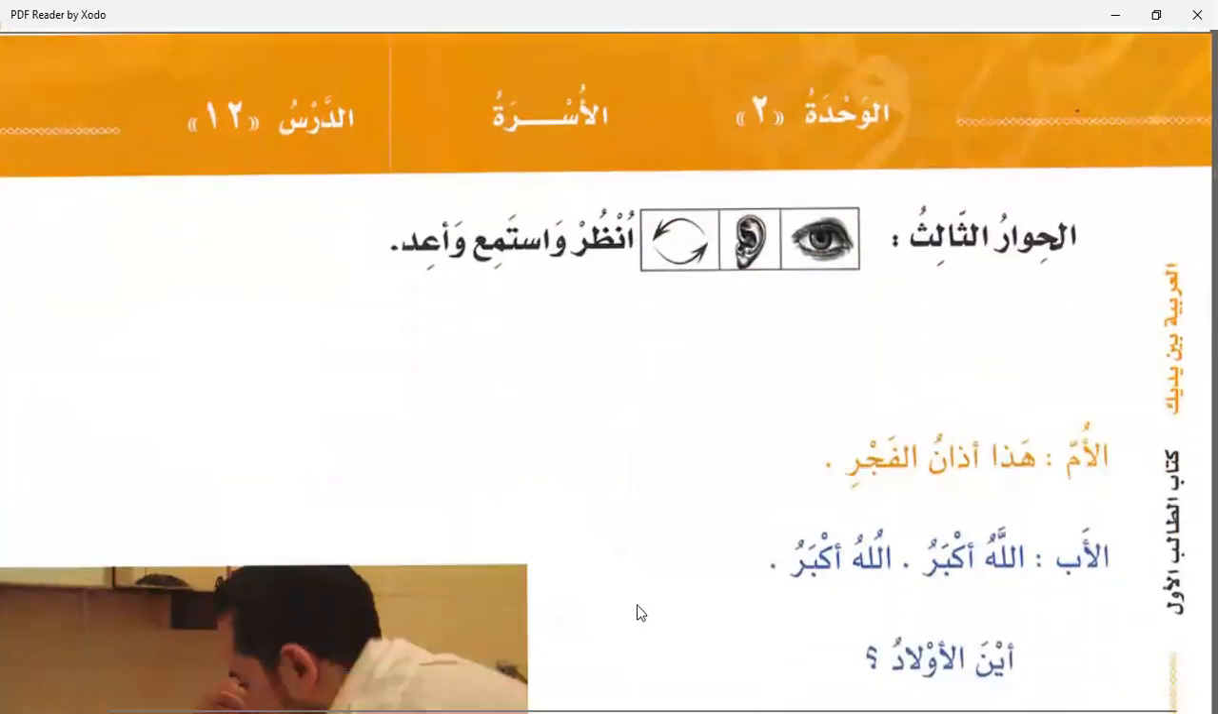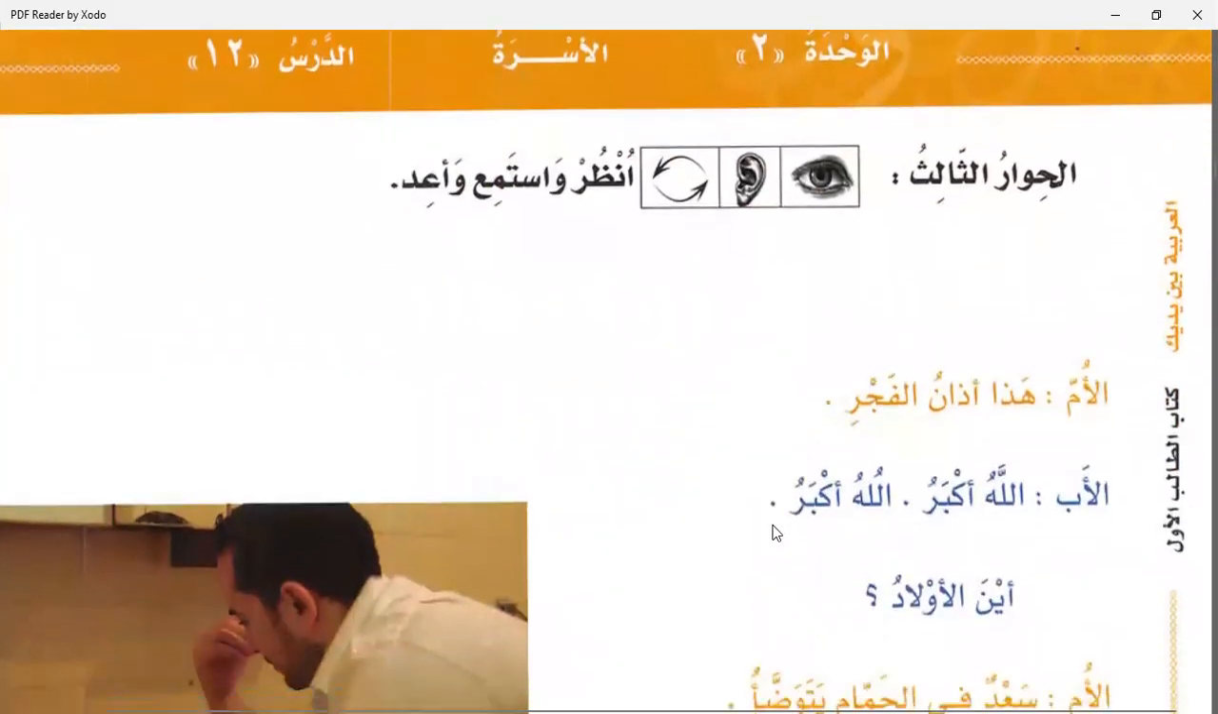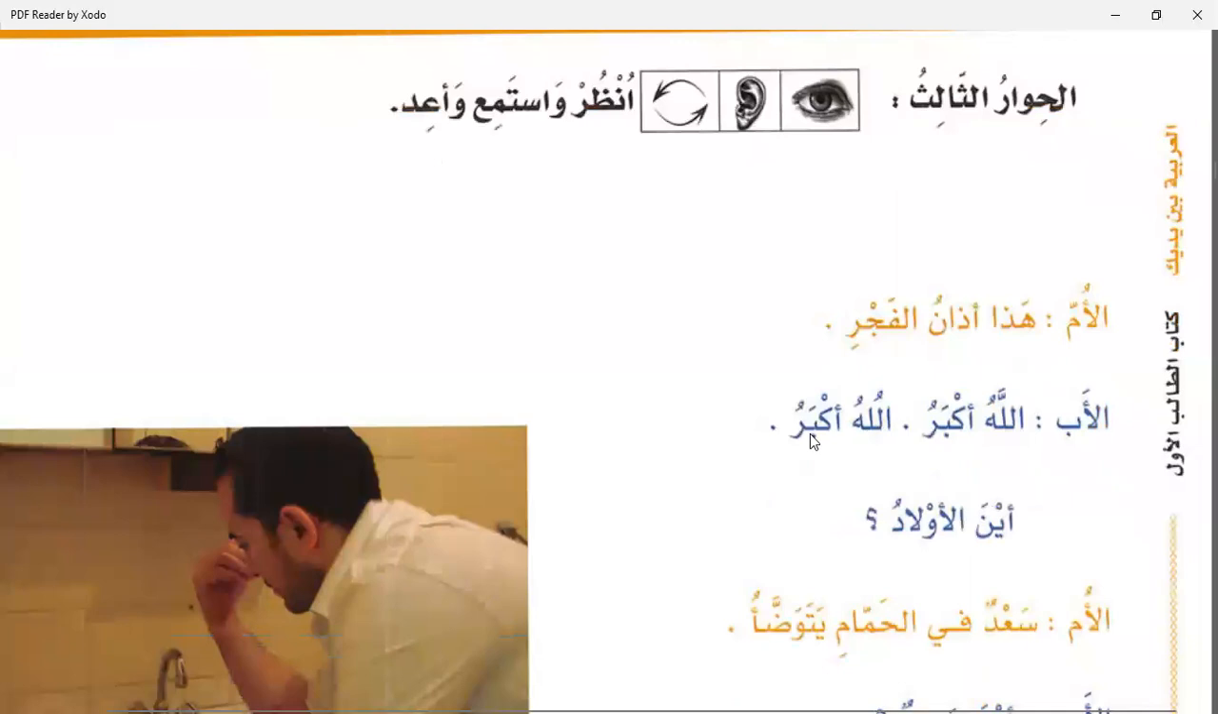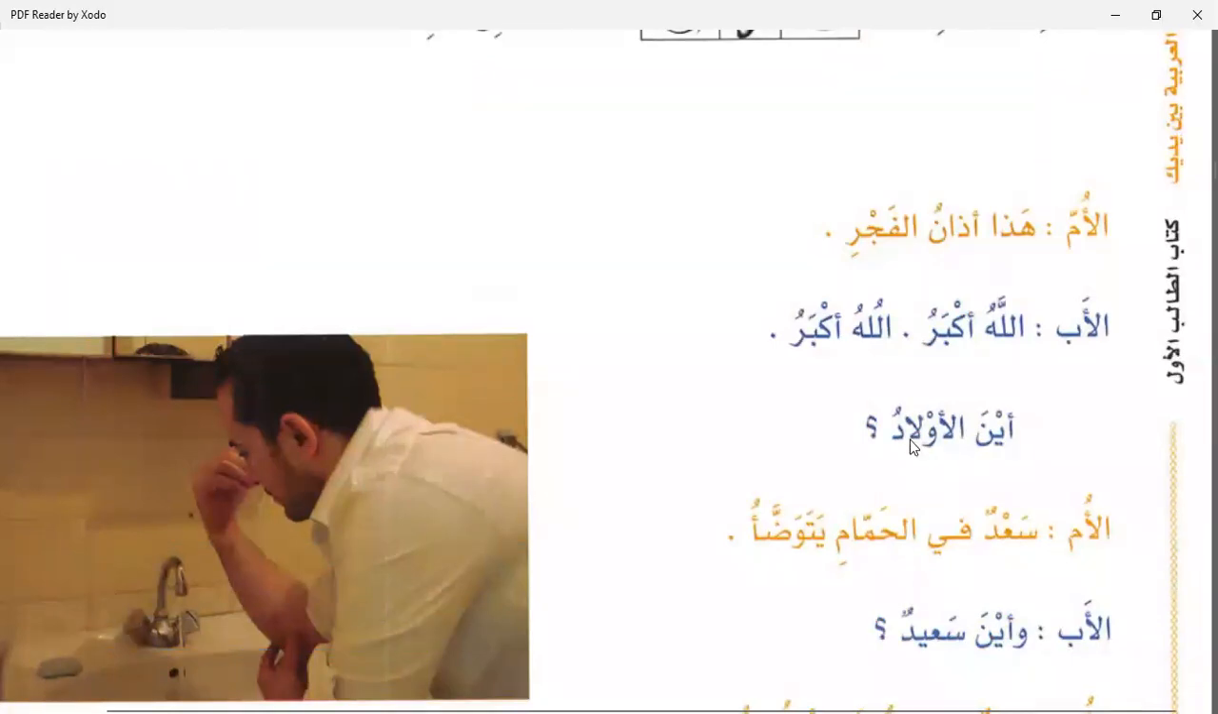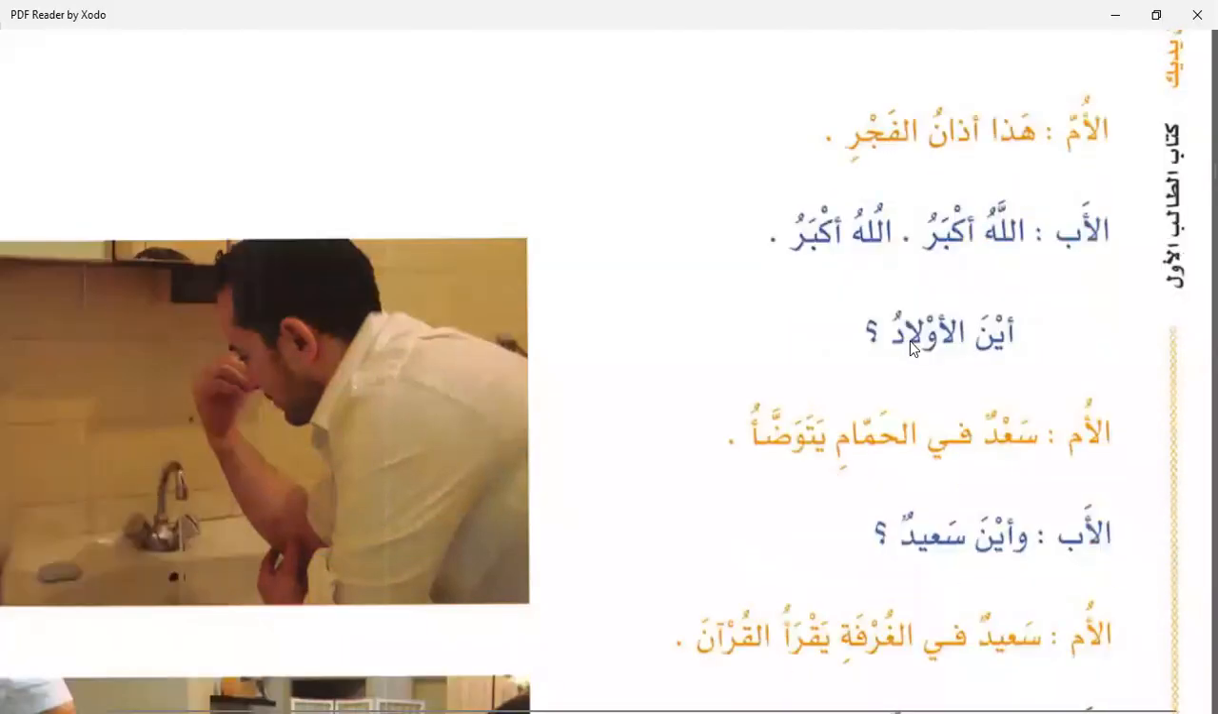Next we have Al-Hiwar al-Thalith, third dialogue. Okay. Al-Um: Haza adhanul Fajr. This is Fajr adhan. Al-Ab, the father, replies: Allahu Akbar, Allah is greatest. Ayn al-awlad, where are the children? Awlad means children. Al-Um, the mother, replies: Saad fil hammami yatawadda'u. Saad is in the bathroom.